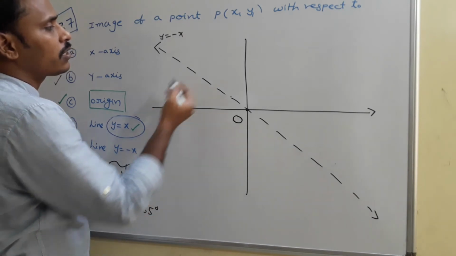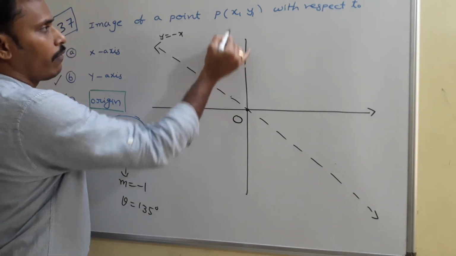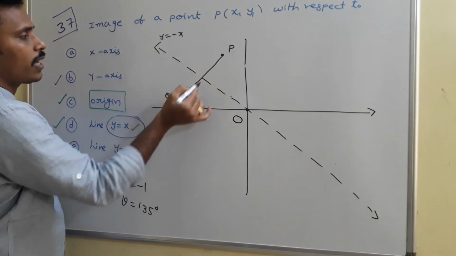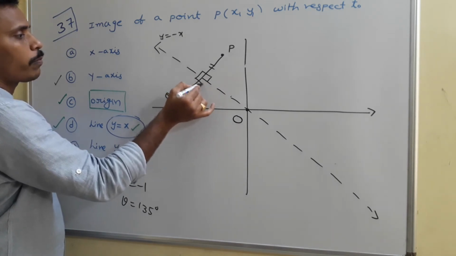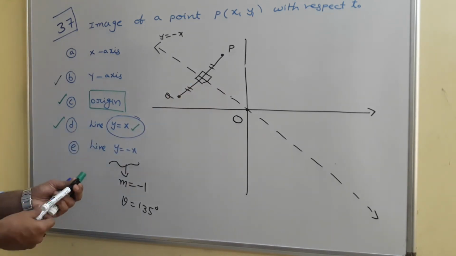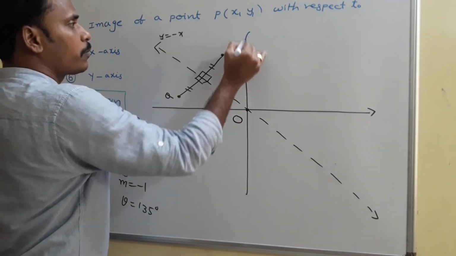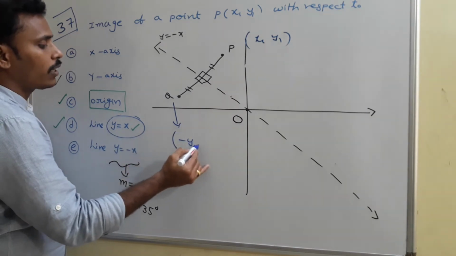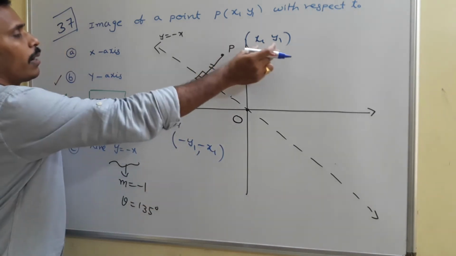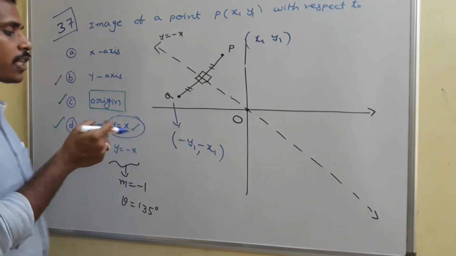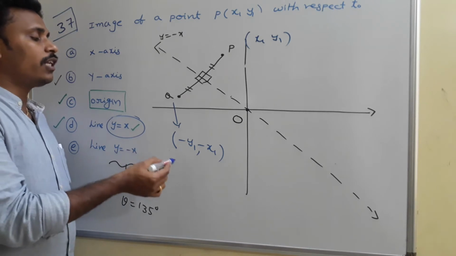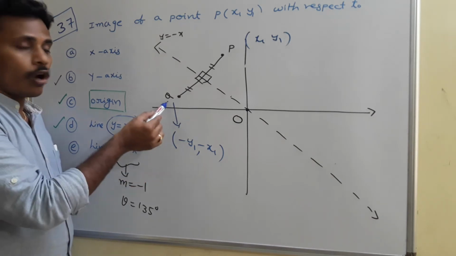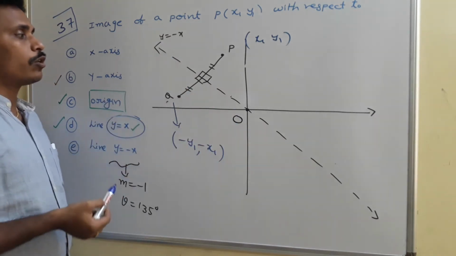Okay. For my convenience, if I take it here, I have P (x1, y1), then its image for sure lies somewhere here, and this Q is equidistant from the line as P is, and PQ is perpendicular to the line. Now if you search for the coordinates of Q, since P is (x1, y1), then the coordinates of Q will be (minus y1, minus x1). Okay, think about it. These are the coordinates of Q with respect to the line y is equal to minus x.